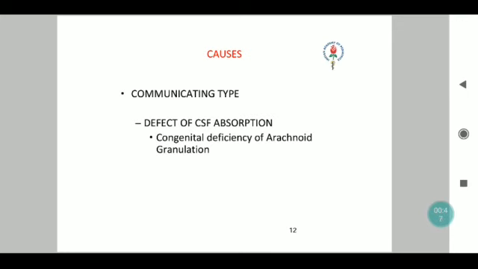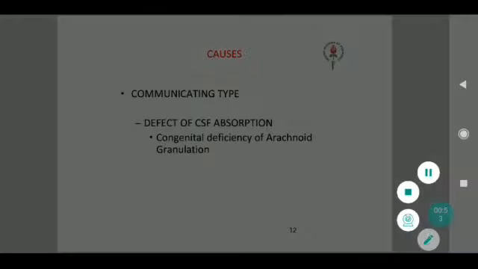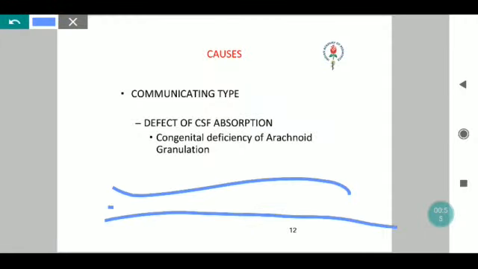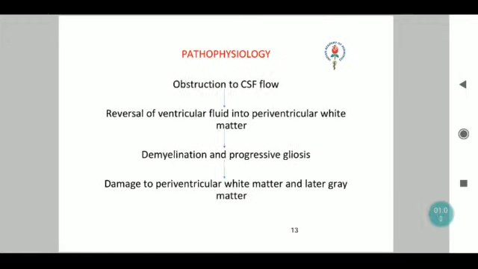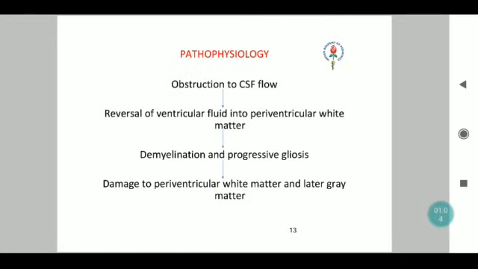Further, if there is a defect of the cerebrospinal fluid absorption because of a congenital deficiency of the arachnoid granulation, so we know that in the arachnoid matter the granulations are present in a normal quantity. So if there is a congenital deficiency of this, there will not be any absorption. So if you see the pathophysiology as such, if there is an obstruction to the cerebrospinal fluid flow, there is ultimately a reversal of the ventricular fluid back into the periventricular white matter, resulting in demyelination and damage to periventricular white matter and later the grey matter also.